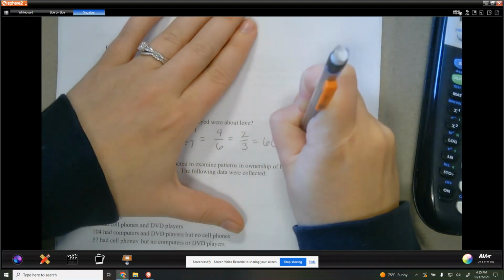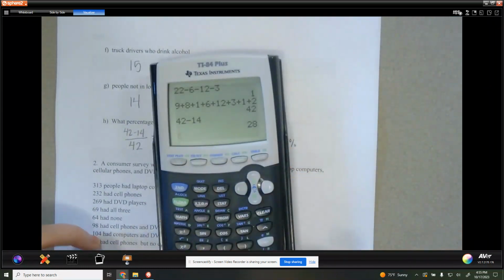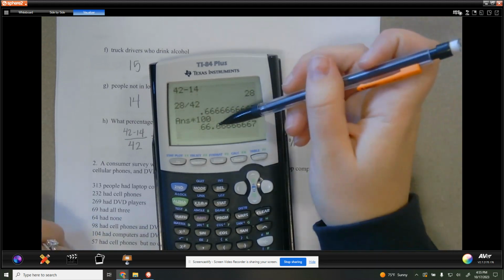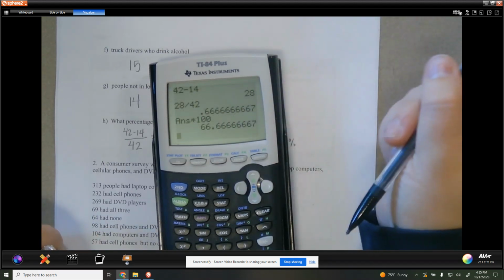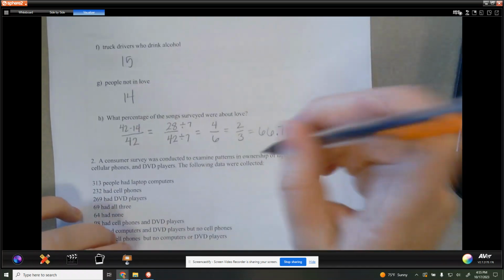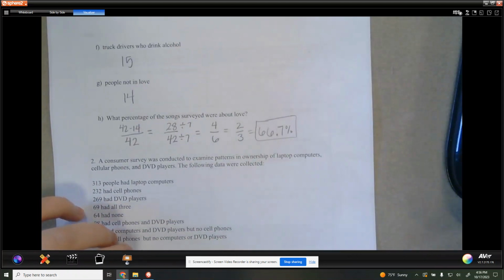And I'll show you how we do that in the calculator. We didn't have to do all that simplifying. I could just go 28 divided by 42. And then remember, to get a percent, we multiply times 100 and round up to that nearest whole decimal place. So we'll round that 6 up to a 7. 66.7% of the songs were about love.